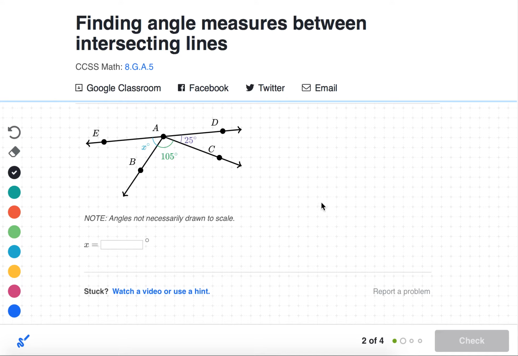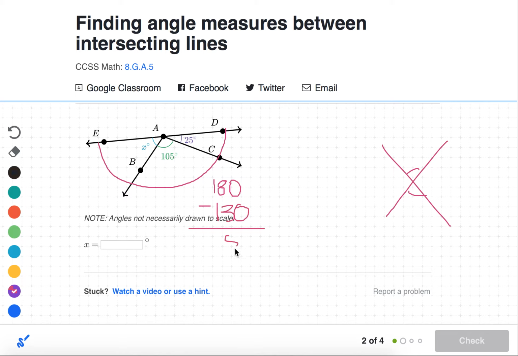All right, for this one we don't have any, right, vertical angles. We don't have any angles that are straight across from one another. But what we do have is a semicircle that equals 180 degrees. So x plus 105 plus 25 must be 180. 105 plus 25 is 130. So x must be 50.